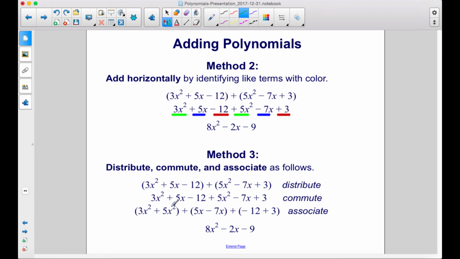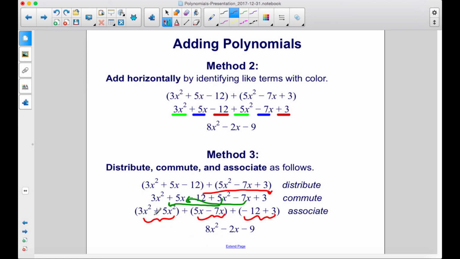Then you would reorganize the terms based on like terms. So you would move this one over here. You would put this 7x next to the 5x there, and then you would move this 12 constant to the end so that it would be next to the 3, and so that you have these parentheses with like terms inside of them, and then you can go ahead and add up each portion.